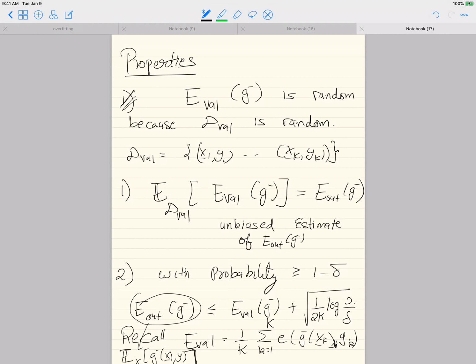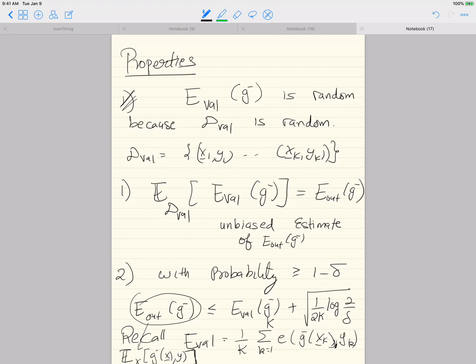Yeah, so right now, we had N points, right? We used N minus K for training. So g minus was trained on N minus K points. So imagine we had 1,000 points, and we used the first 100 in the validation set. K was 100. And we used the remaining 900 for training, right? So the first 100 are just kept aside, kept in a lock. The remaining 900 points were used to generate g minus.